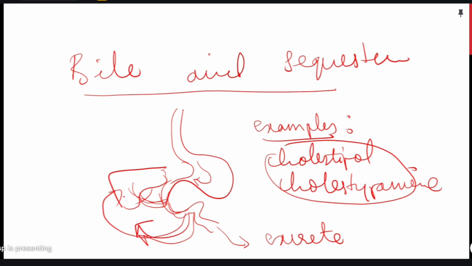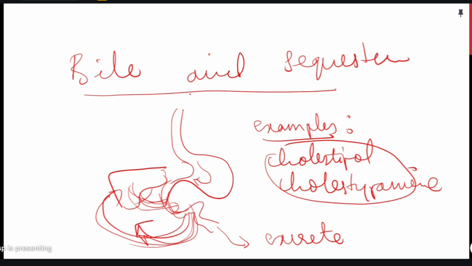and again in the liver that cholesterol is useful for making other cholesterol molecules, and it will again be useful for making bile. That bile will be released into the small intestine, and again it will be reabsorbed. This cycle is usually performed in normal physiology.